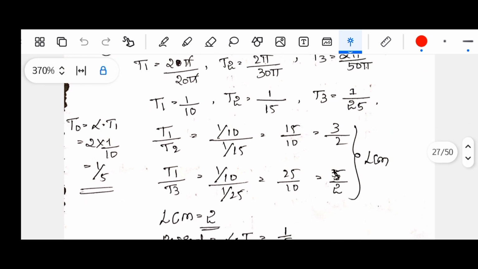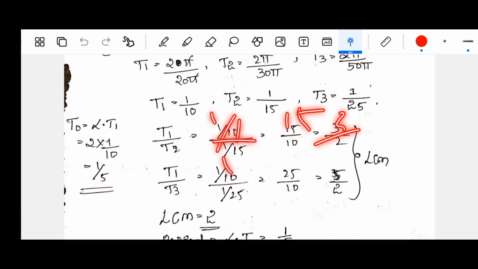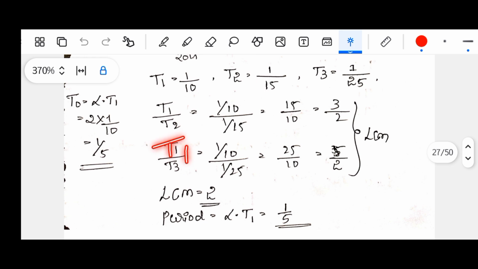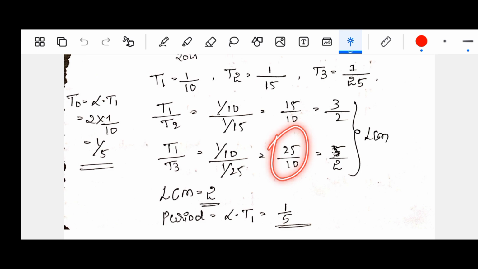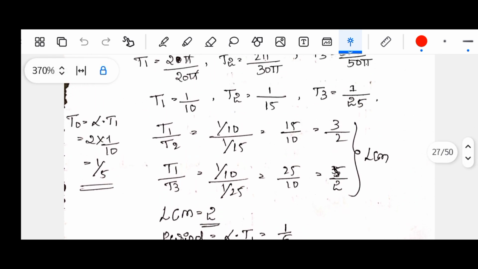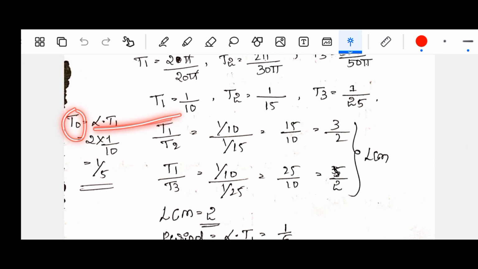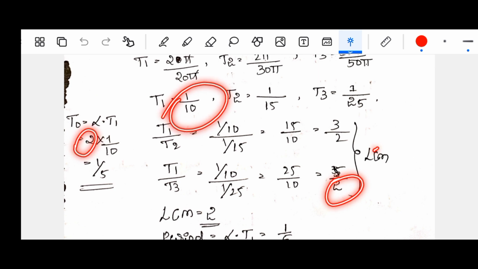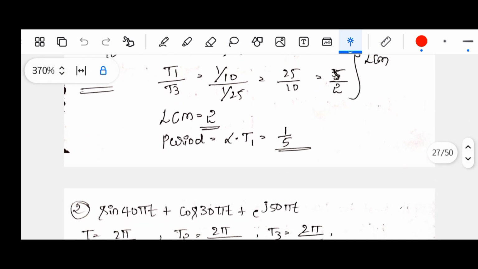Let's find out T1 by T2, which will be 1 by 10 divided by 1 by 15. So 15 by 10 will be 3 by 2. Next, find out T1 by T3. T1 will be 1 by 10, T3 will be 1 by 25. Therefore, 25 by 10 will be 5 by 2. Let's take the LCM. The LCM will be 2. Then multiply this to find the period. Period T0 is equal to alpha into T1, where alpha, the LCM, will be 2. 2 into T1, which is 1 by 10. Therefore, the answer will be 1 by 5. Therefore, the period will be 1 by 5.